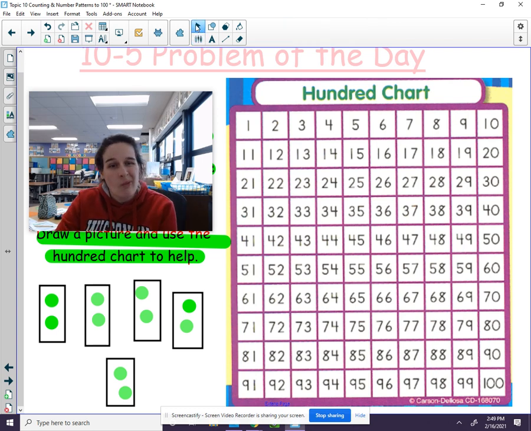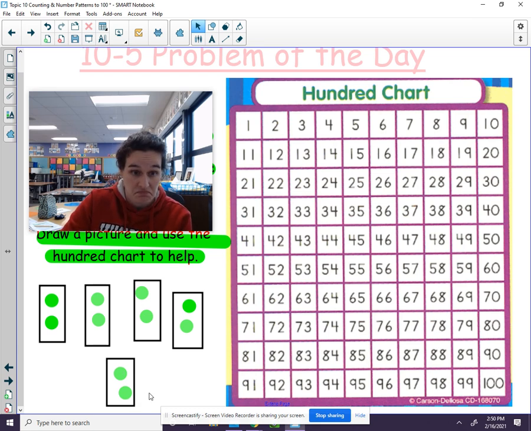I wonder, is there a way for me to count this that would be easier than counting each of the dots? I could count by 2s, because look, there's 2 on each of these, right? Let's count by 2s. 2, 4, 6, 8, 10. That works. We could also check on the hundreds chart if you're not sure.